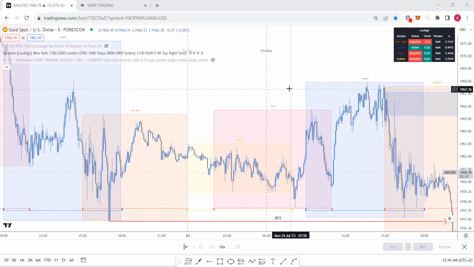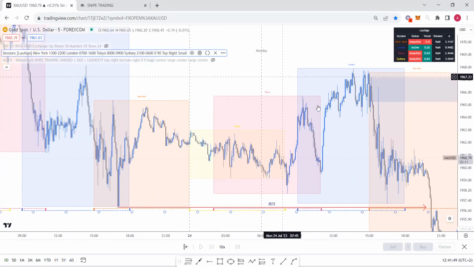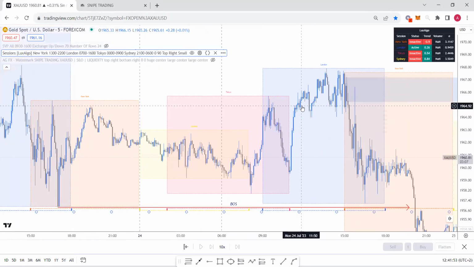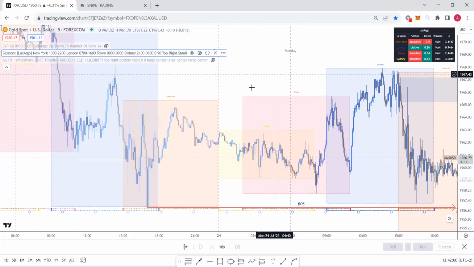So somebody says, can you explain the liquidity sweep with more detail? So like always, guys, liquidity sweep just means that price takes out a high or a low. You also have a great lesson on liquidity on the vault. Please check it out. But essentially, liquidity sweep just means taking out the high or the low.